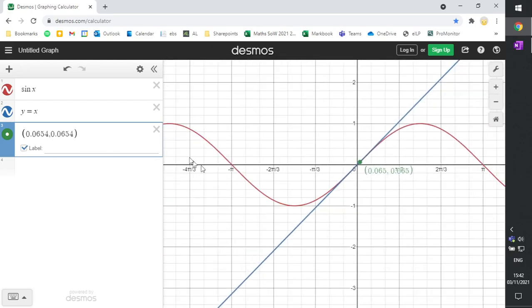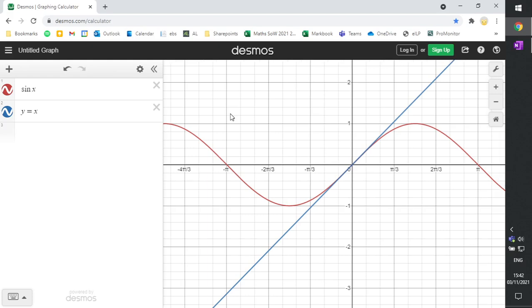So this is quite a useful approximation because if you know that you're only dealing with really, really small angles, then rather than calculating sine x, you can just calculate x, which obviously saves you some work. If you're writing a program or something like that, it saves you a bit of computing power.